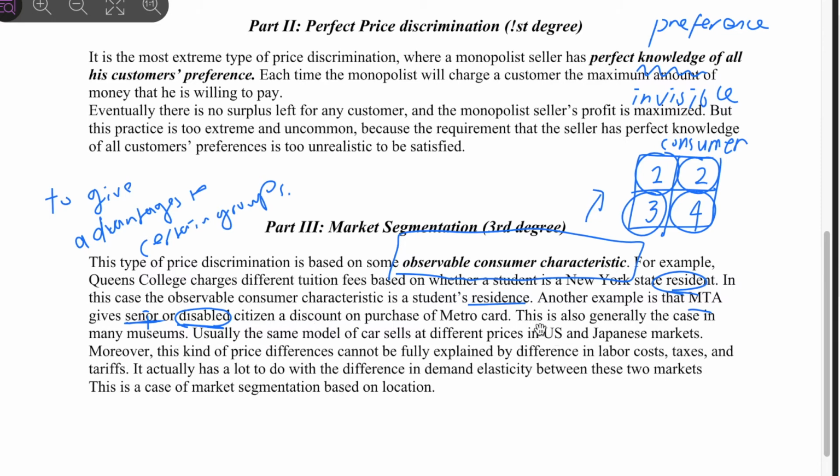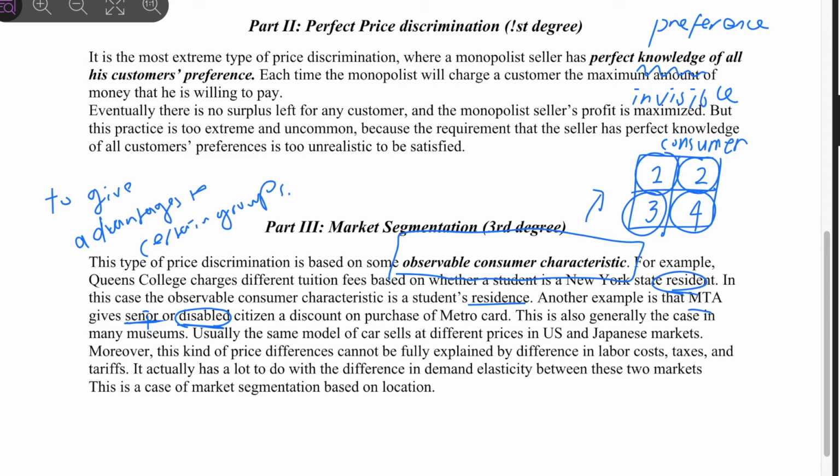This is also generally the case in many museums, and usually the same model of car sells at different prices in the US and Japanese market. And moreover, this kind of price difference cannot be fully explained by the difference in labor costs, taxes, and tariffs. It actually has a lot to do with the difference in demand elasticity between the two markets, in this case of market segmentation based on location.